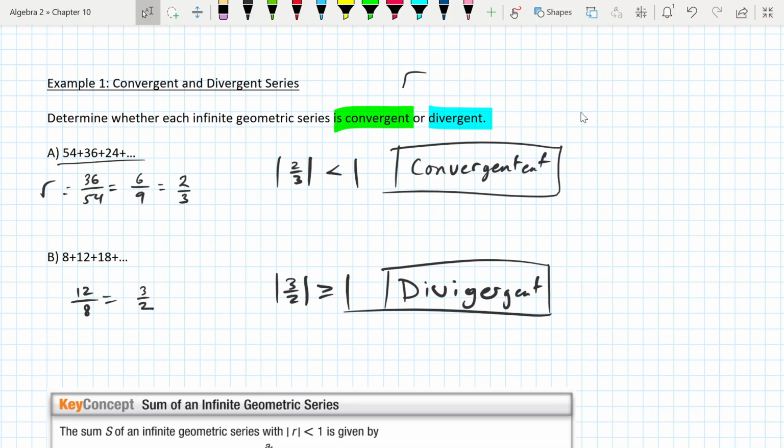All right. And that's all you need to do to identify convergent or divergent geometric series. Find the common ratio.